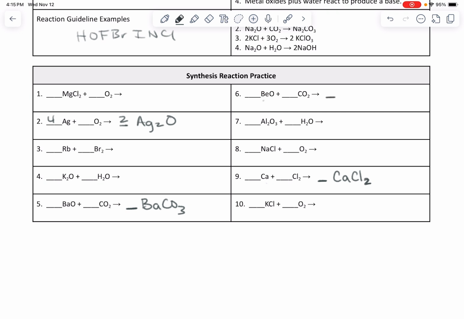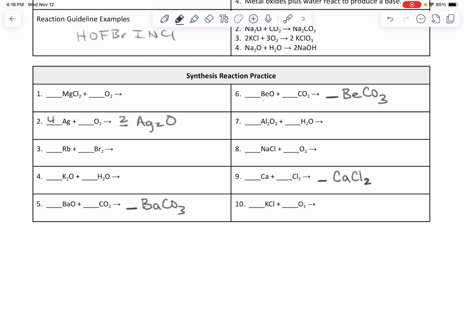All right, let's think about charges, because remember, our arrow is a reset button. Everything needs to get recrossed and dropped. Beryllium's charge is 2 plus, carbonate's charge is 2 minus. Those would cancel, and we would end up with BeCO3 as our product. Look here, and we notice this is all balanced. 1 beryllium, 1 carbon, and 3 oxygens here and 3 oxygens here. So we are all balanced.